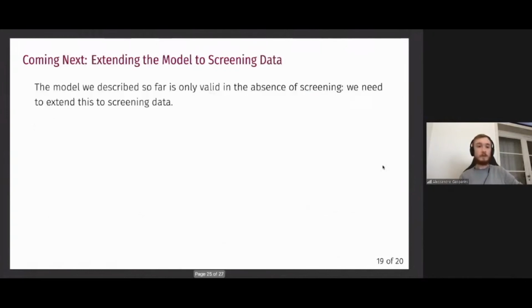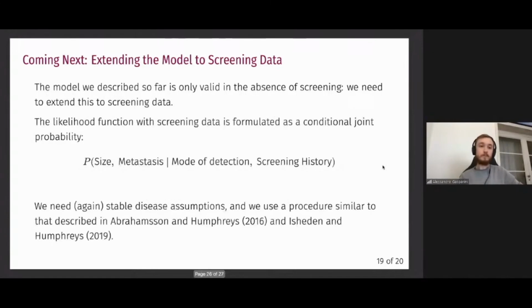Okay. So what we have to do next, as I said, the model we described so far is only valid in the absence of screening. Therefore, we need to extend this to screening data, which is the standard situation now. The likelihood function with screening data can be formulated as a conditional joint probability, the probability of tumor size and metastasis given model detection and screening history. We need, again, stable disease assumptions, and we use a procedure similar to that described in these 2 papers that I mentioned before to accommodate screening history.